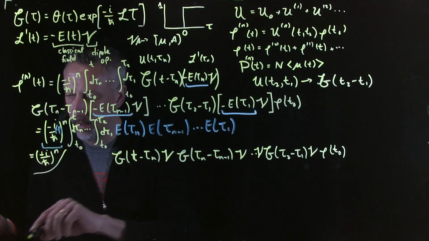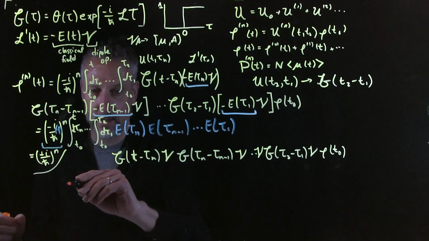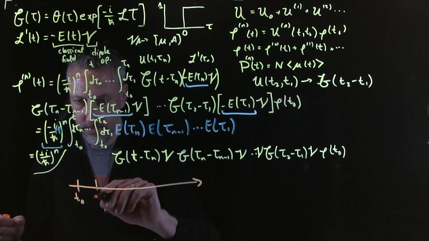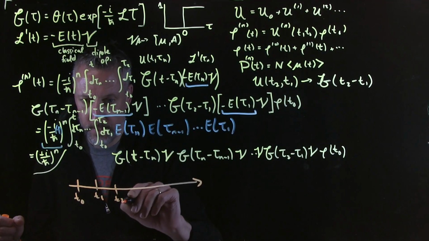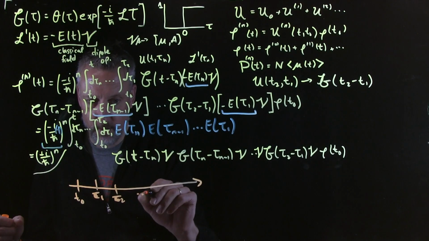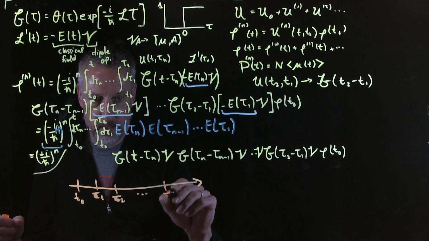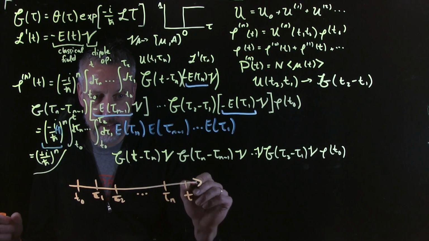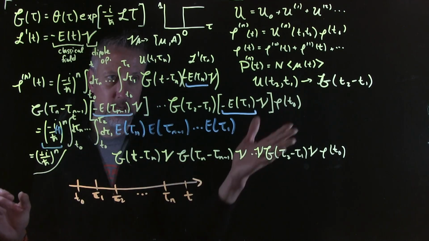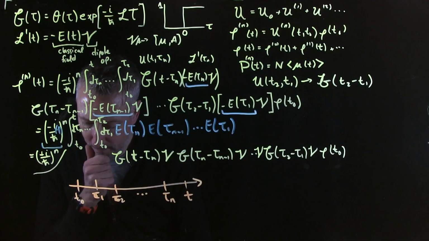Okay, so let's draw a little time ordering sequence here. We have t naught, tau 1, tau 2, and so on, all the way up to tau n, and then ultimately t. Those are all the little chunks of time that we broke the time into so that we could do this time evolution. Now we're simply going to define some stuff.